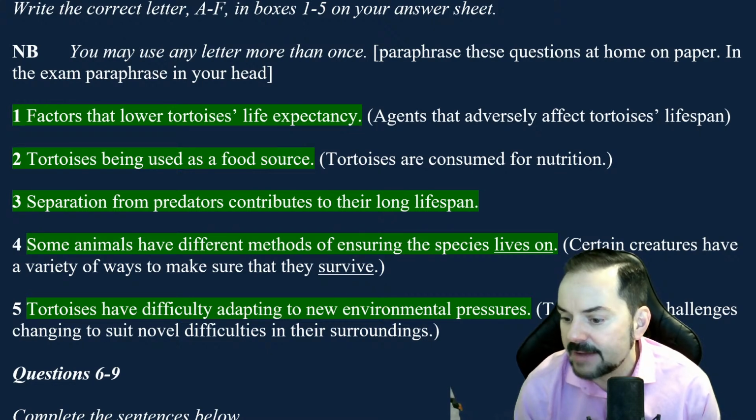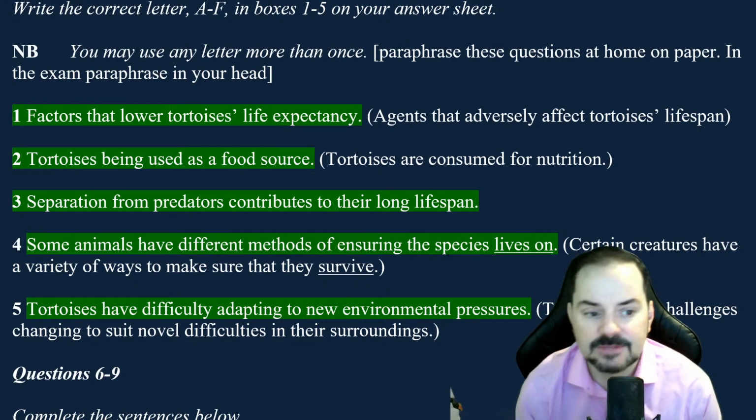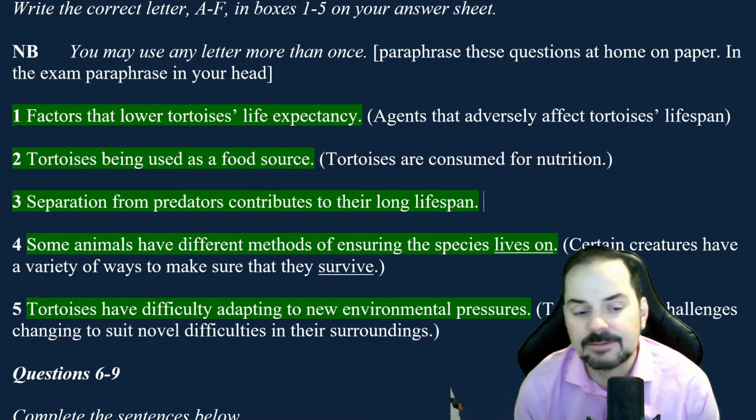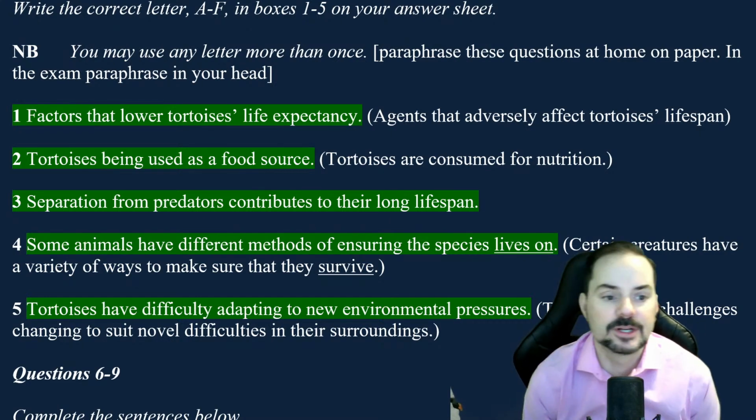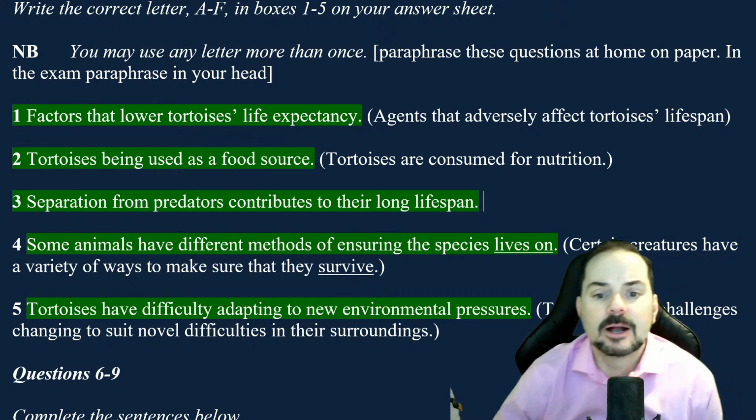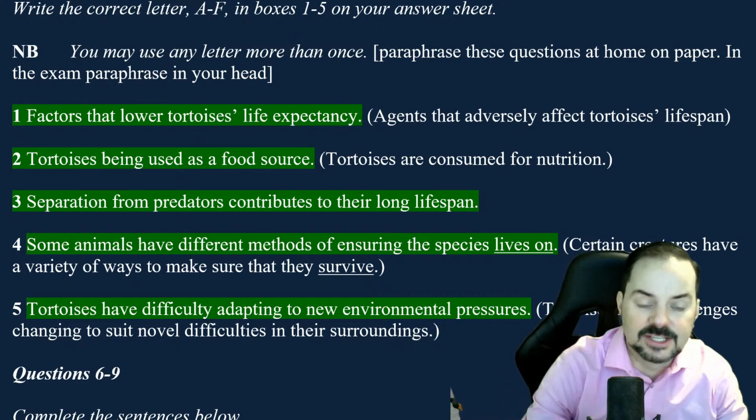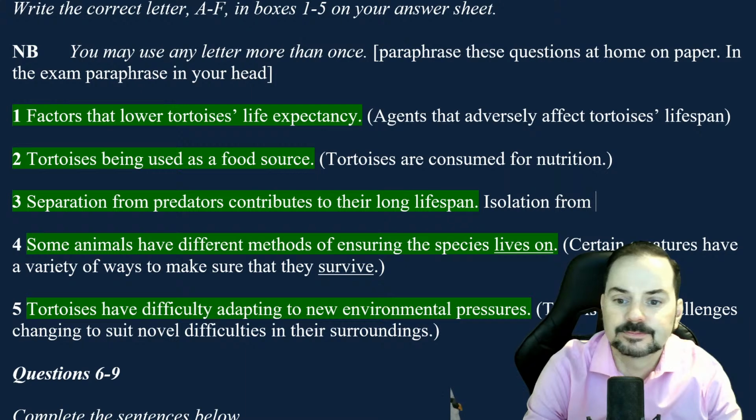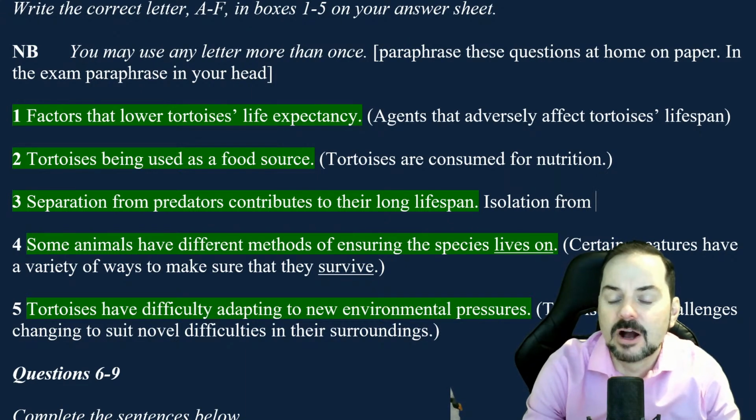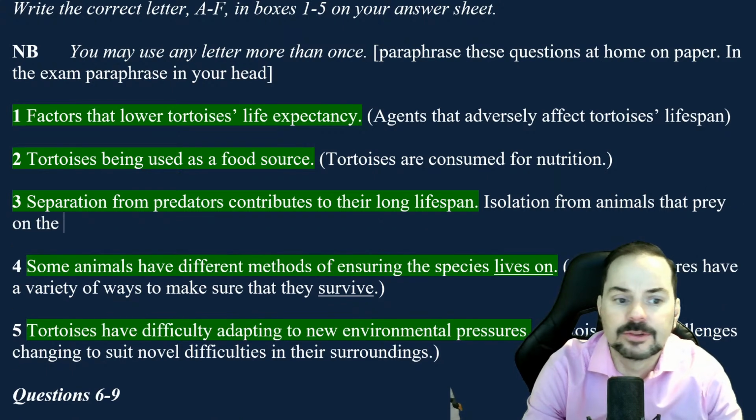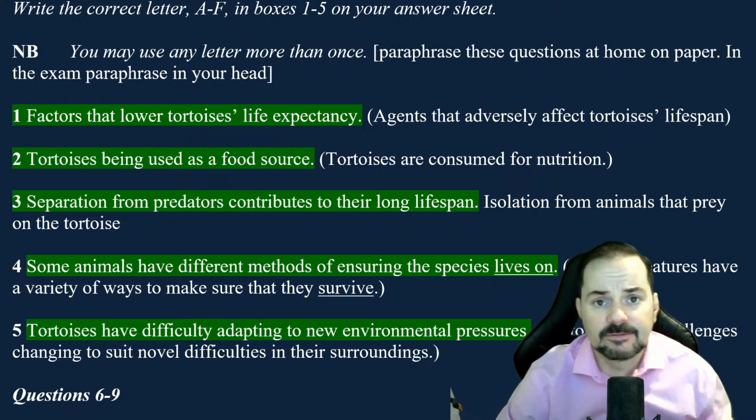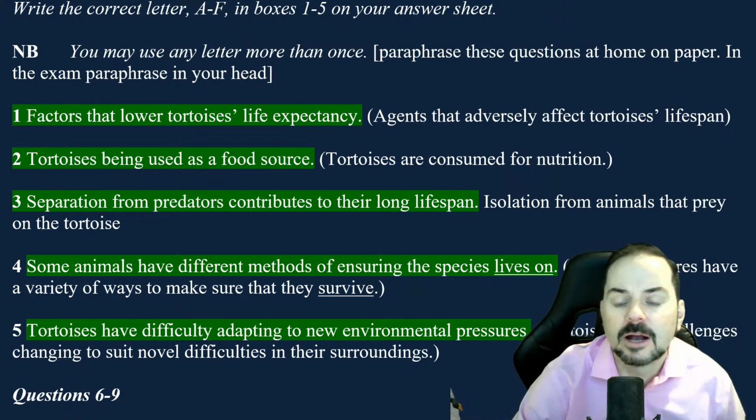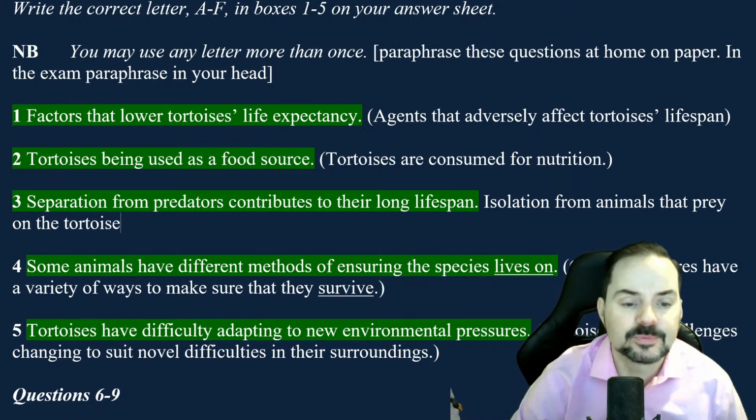Fuang says, each fauna have a dozen of ways to ensure that they exist. For number 4, Fuang, it's not bad. It's okay. Andrew says, absence of predators positively influences the tortoises. Yeah, instead of absence, Andrew, I would do isolation. Isolation from animals that prey on the tortoise. Try to, Andrew, really try to paraphrase all of the key words. So even paraphrase the word predators, okay?